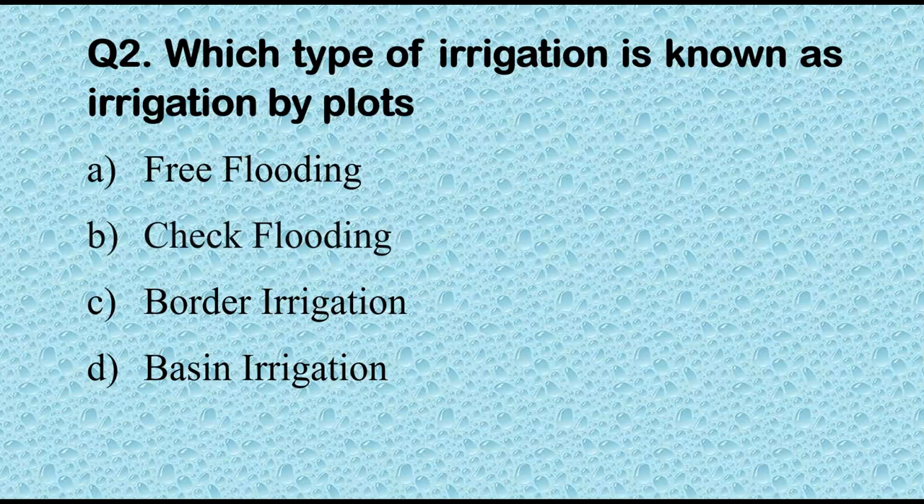Question 2. Which type of irrigation is known as irrigation by plots? Option A, free flooding. Option B, check flooding. Option C, border irrigation. Option D, basin irrigation.